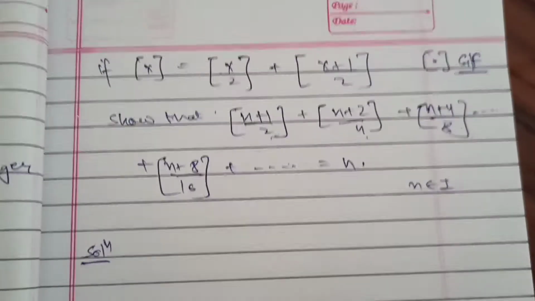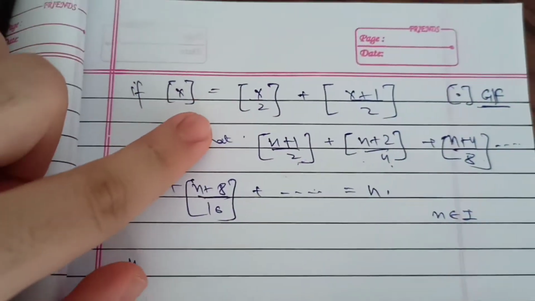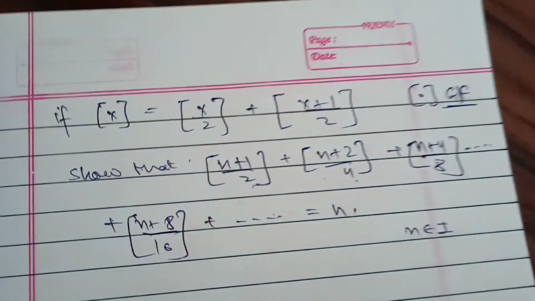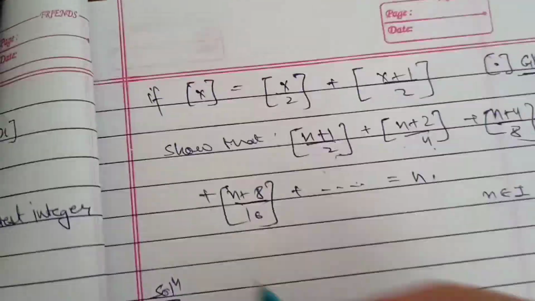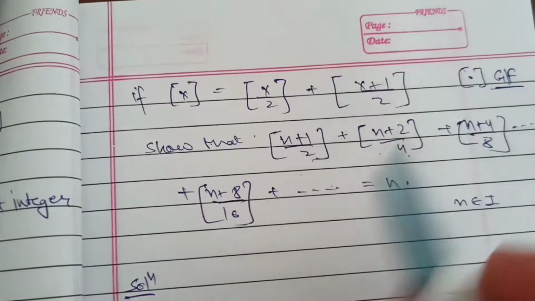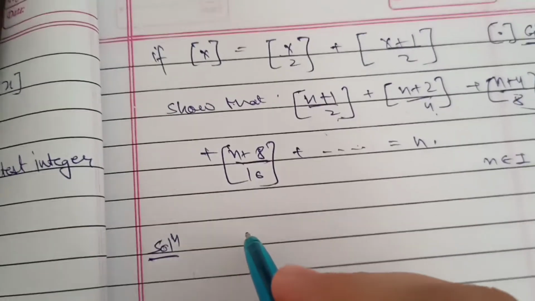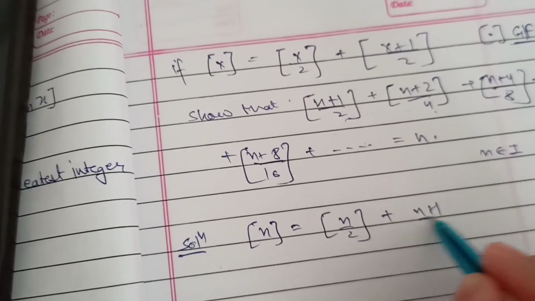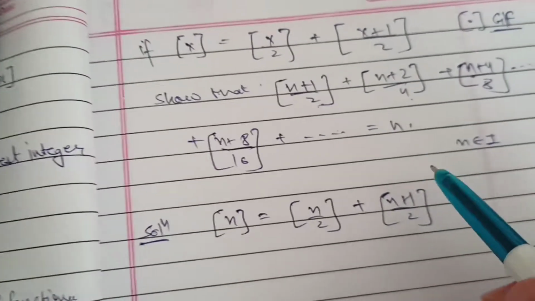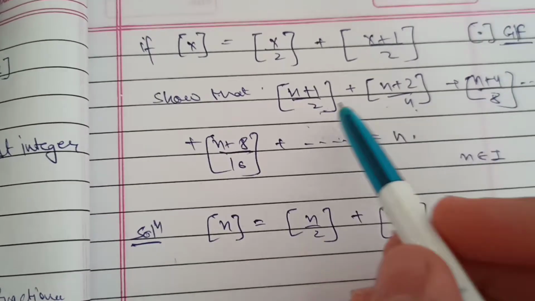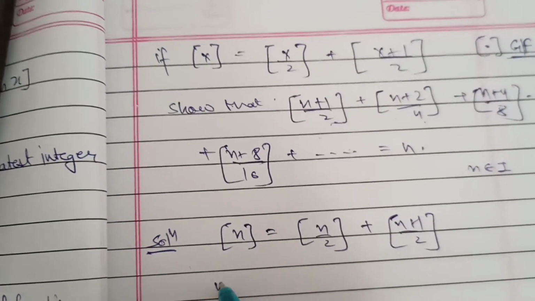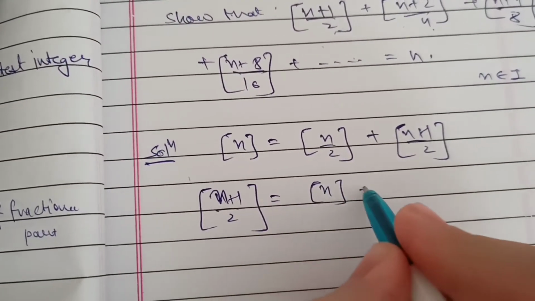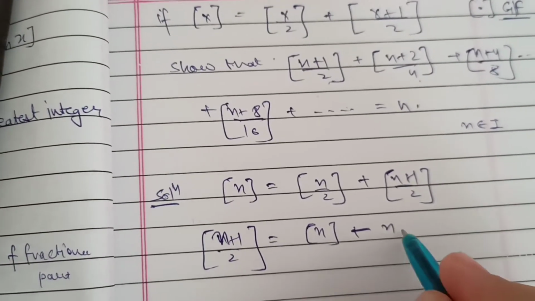So here I begin. If this property is given to us, then most likely we have to use this property to get to this result. Let me insert x is equal to n, because it is true for every x as per the question. So what will I get? [n] = [n/2] + [(n + 1)/2], and you should notice that [(n + 1)/2] is one of the terms in the question. So we can find [(n + 1)/2] is equal to n minus n by 2.